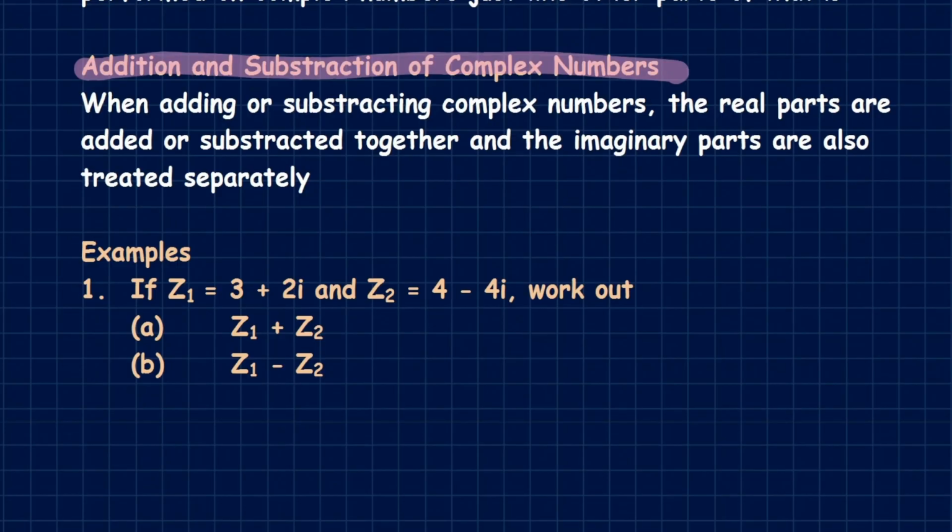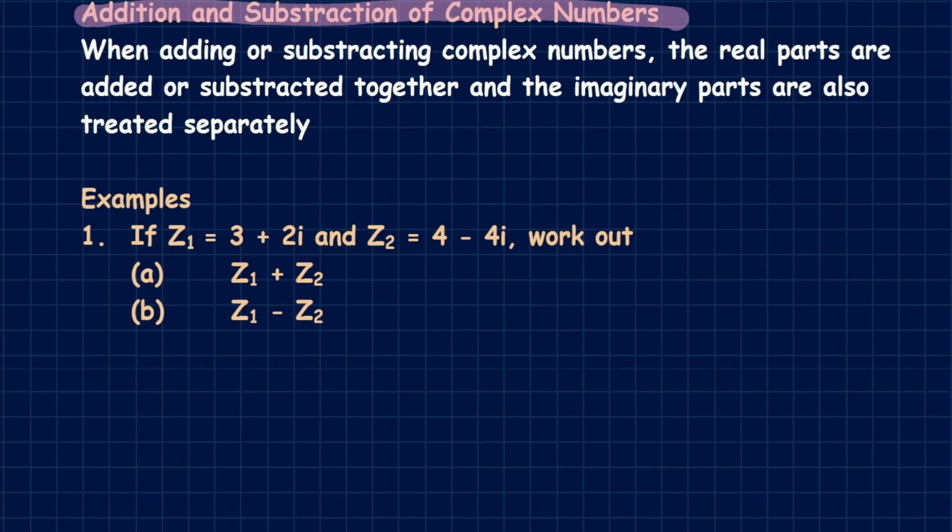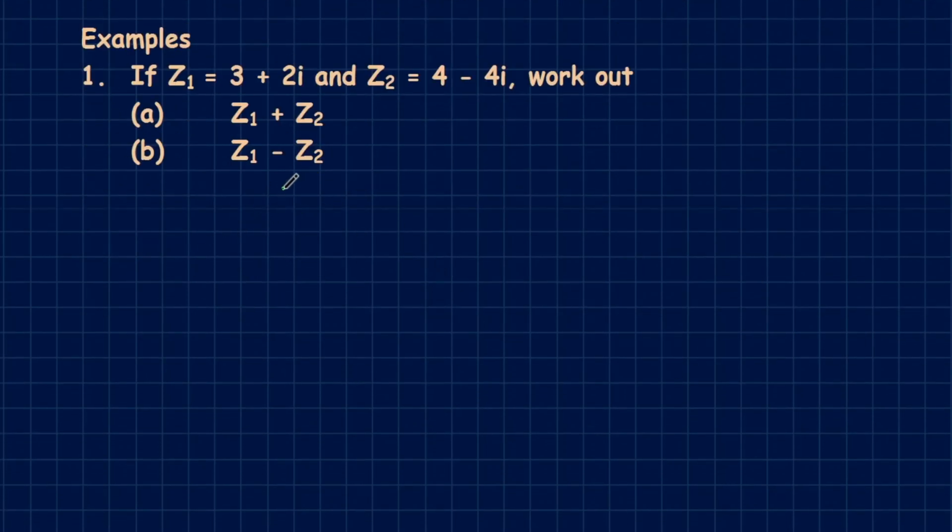With all this said, we can now move on and take a look at our first example, which contains two parts. The first part of this example says, if Z1 is given by 3 plus 2i and Z2 is given by 4 minus 4i, work out part A, Z1 plus Z2, and part B, Z1 minus Z2. Feel free, if you understood what we meant here, to pause the video and work it on your own to see what answer you get. All right, if you've done it, thank you. Now let's do it together and take a look at how this is worked out.